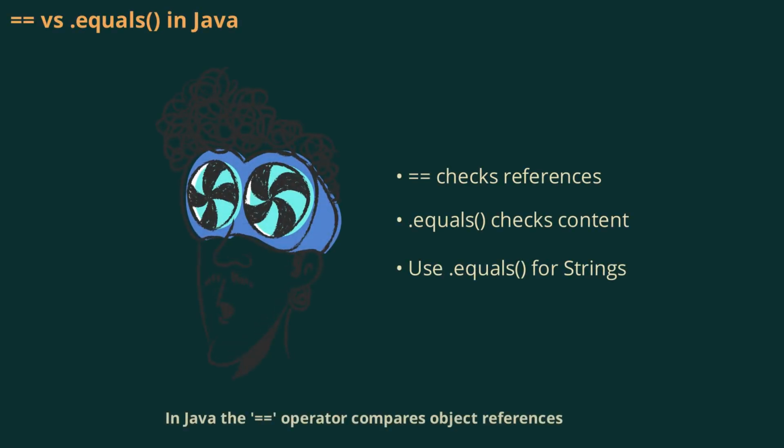In Java, the == operator compares object references, meaning it checks if two variables point to the same memory address. The equals method, on the other hand, compares the actual content of objects, as defined by the class's implementation. For example, two different string objects with the same value will return false with ==, but true with equals. Always use equals for object and string comparison, and reserve == for primitives or intentional reference checks.